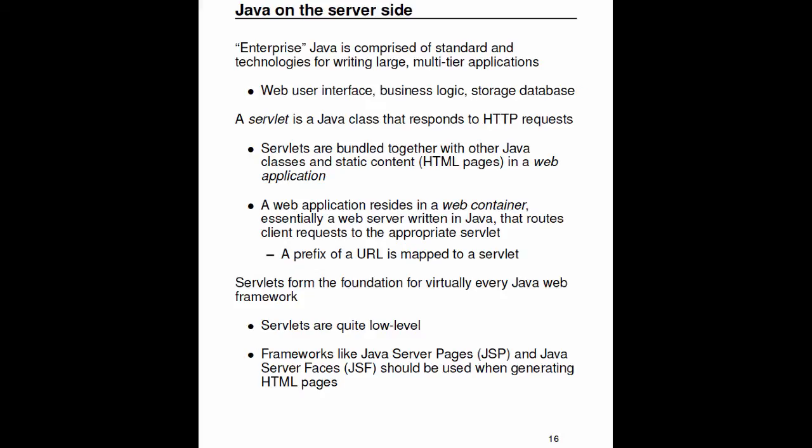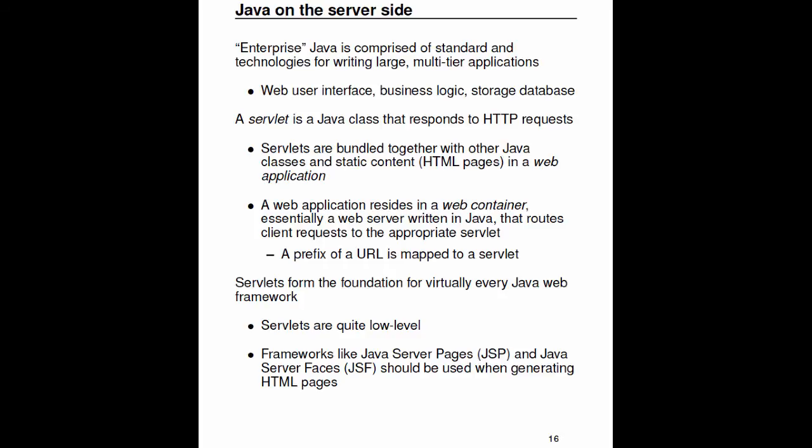Let's spend a little bit of time talking about how Java works on the server side. We saw some examples of writing HTTP clients using Java. Here's how things work on the server side. As I mentioned at the beginning, there's something called Enterprise Java, which is about defining these technologies, standards, and APIs for developing large multi-tier applications. Things with a user interface in the front, business logic in the middle, and then database storage on the back end.